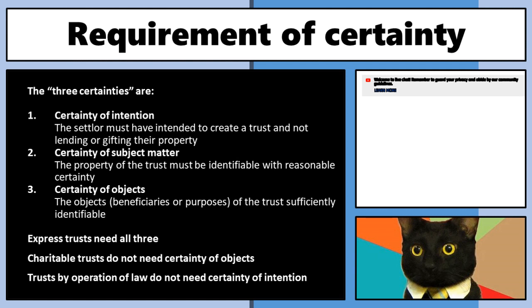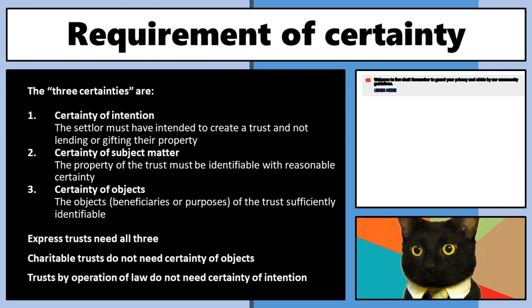And objects. Okay, so there's 2 things: beneficiaries for private trusts, and purposes. We talk about this thing here. This idea that there has to be some form of purpose, and that's going to be a requirement in order for a trust to actually exist.